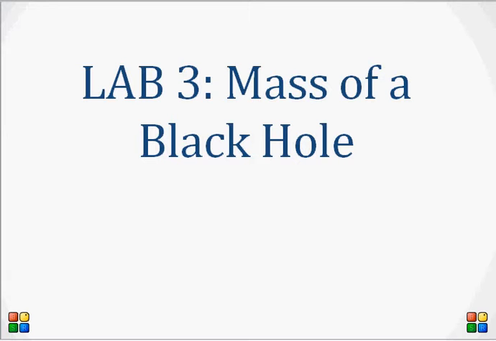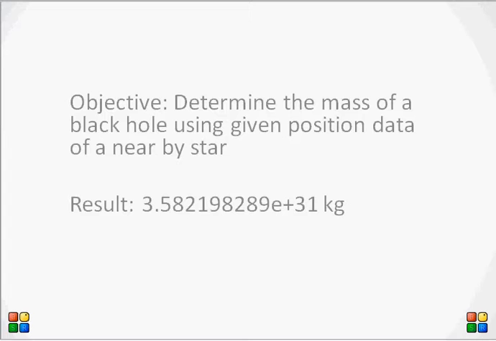Lab 3, determining the mass of a black hole. The objective of this lab was to determine the mass of a black hole using given position data of a nearby star. We created a computational model based on Newton's second law in order to display the trajectory of the star around the black hole. The result of my lab was a mass of 3.58e31 for the mass of the black hole itself.